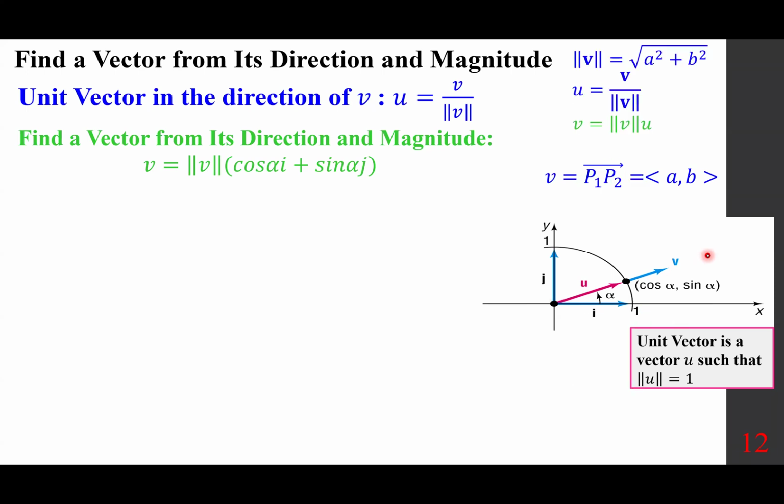So the magnitude of a vector, remember, is the square root of a squared plus b squared. The unit vector in the same direction would be dividing the vector by its magnitude. Therefore, any vector is the product of these two. The vector is the product of these two. And this unit vector is this, that's why. Cosine alpha i plus sine alpha j.